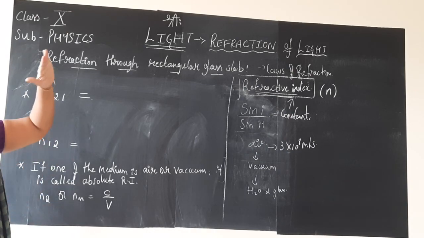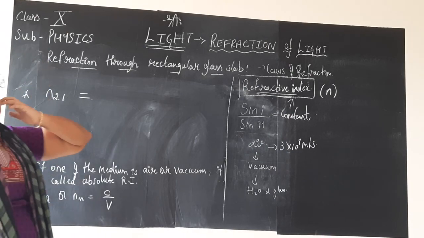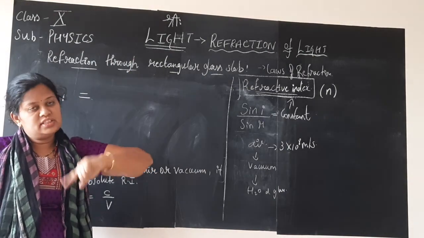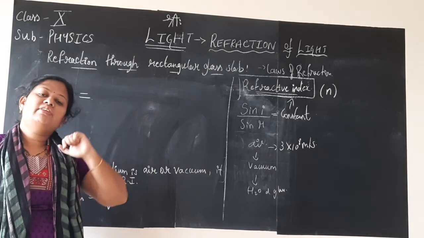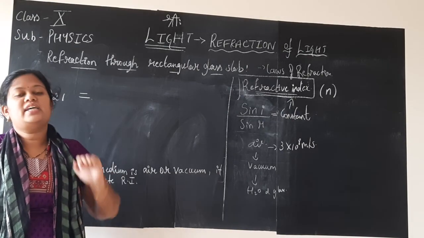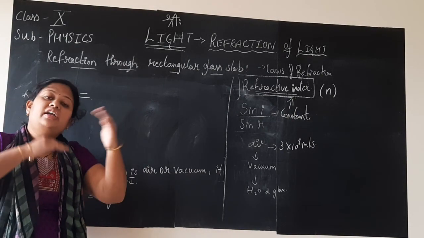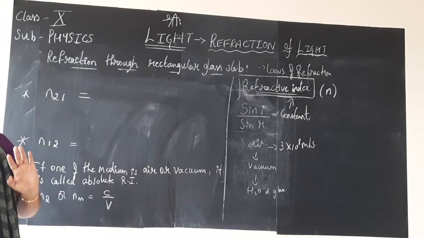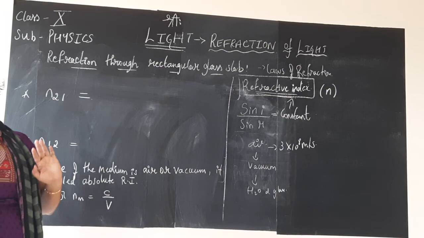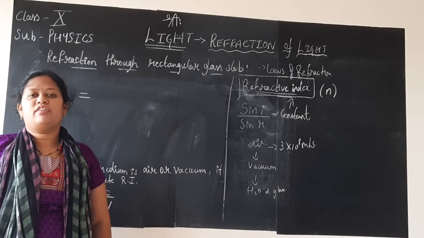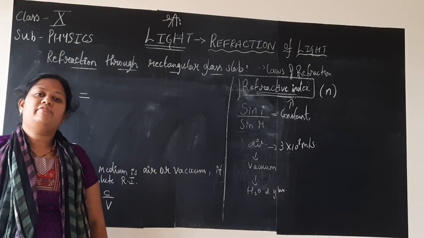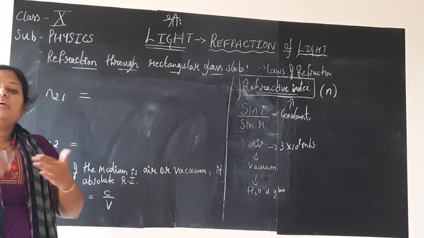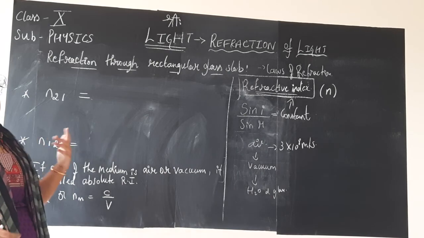We studied the process of refraction through a rectangular glass slab. Air to glass first, then glass to air. In air, with what speed it is traveling, and in glass, with what speed it is traveling. If you take that ratio, children, that gives you nothing but the refractive index. Next, from glass to air, the ray of light came back. So at the glass-air interface, again the speed of light will change. If you take that ratio again, it gives nothing but the refractive index.